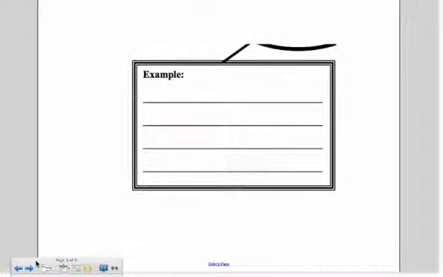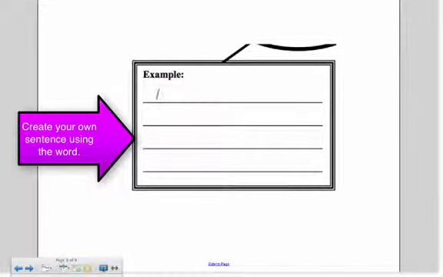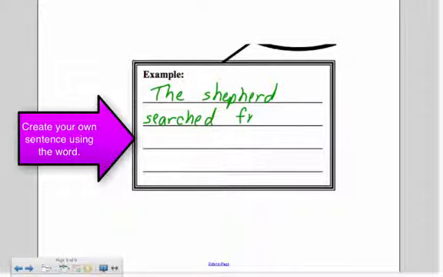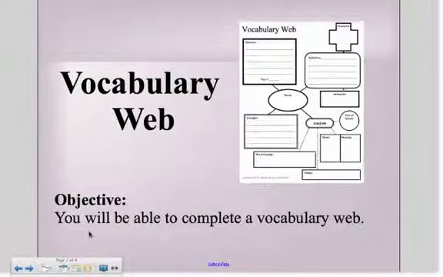Finally, after we've broken the word apart and really gained an understanding, now we can take the word and use it in our own sentence. So let's see. I think I'll say, with my new understanding, the shepherd searched frantically for his lost sheep. And so there we have it, a completed web. And again, these webs will help us gain a greater, more in-depth understanding of words.